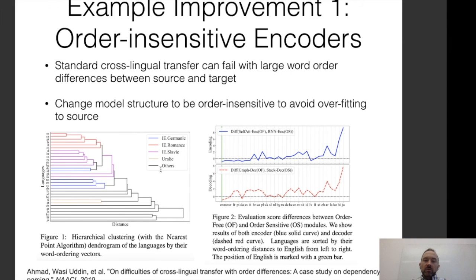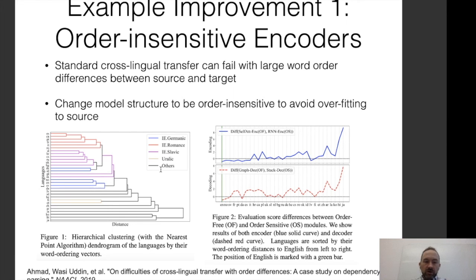So there have been a number of methods proposed to improve dependency parsing, and all of these will be potential things that you can read and discuss in class this time. So the first one is order-insensitive encoders.